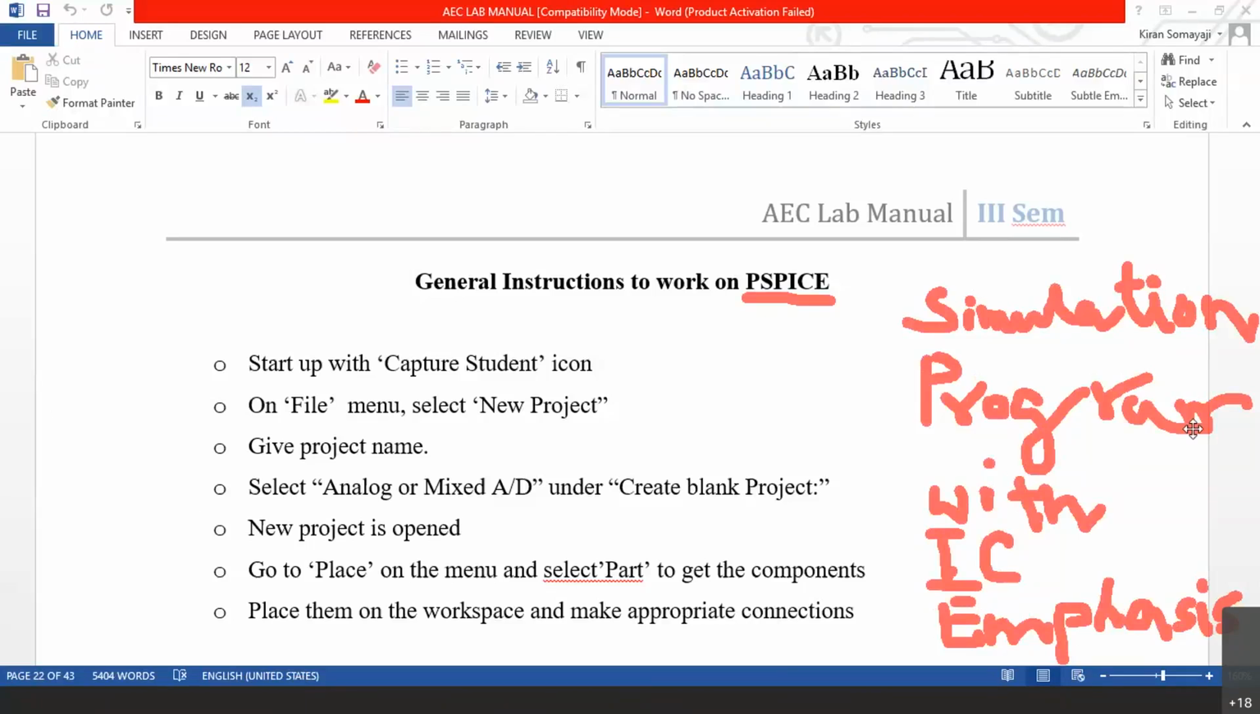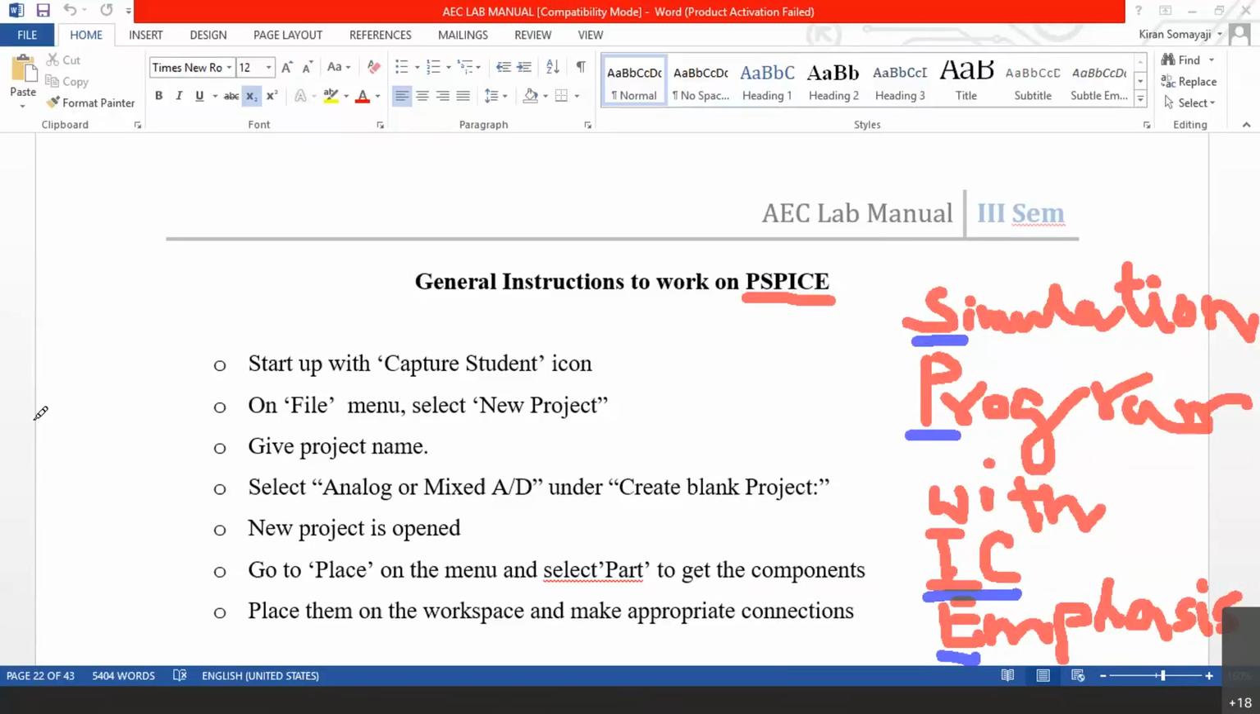Now you know that simulation means we don't have a physical component. Now this is a simulation program, SPICE. Let me change the color and underline. You can see this S, then P, then IC, then E. SPICE: simulation program with integrated circuit emphasis.